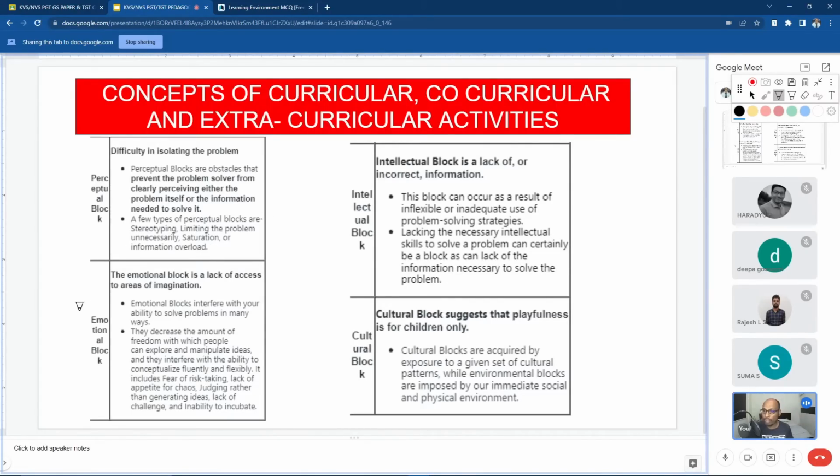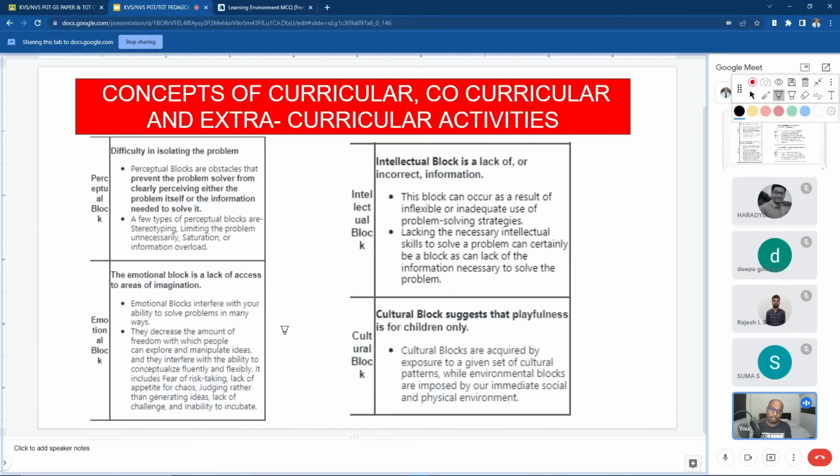Then emotional block is a lack of access to areas of imagination. Emotional blocks interfere with your ability to solve problems in many ways. They decrease the amount of freedom with which people can explore and manipulate ideas, and they interfere with the ability to conceptualize fluently and flexibly. It includes fear of risk taking, lack of appetite for chaos, judging rather than generating ideas, lack of challenge, and inability to incubate.